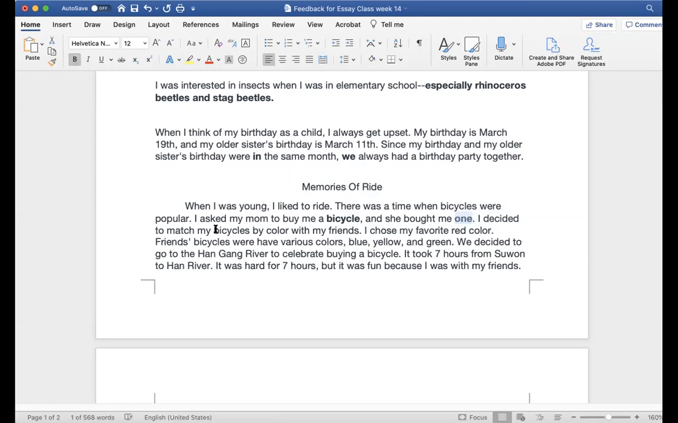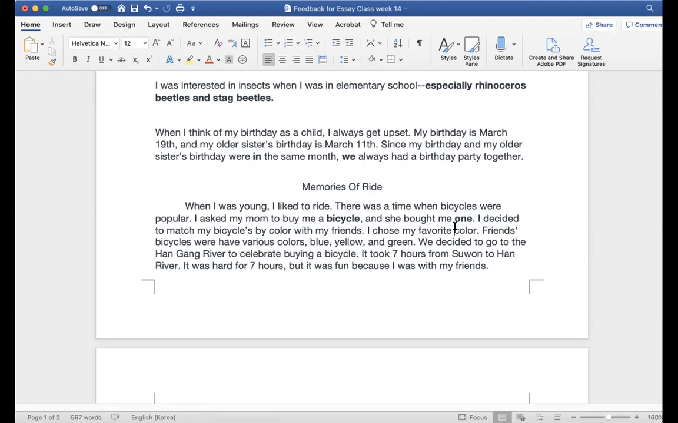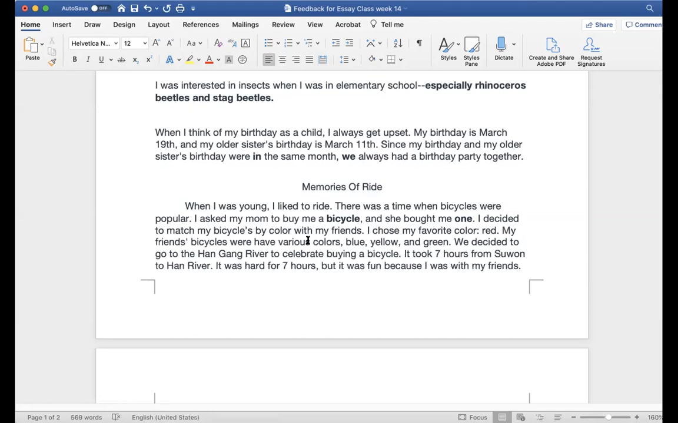I decided to match my bicycle's color with my friends'. I chose my favorite color, red. Whose friends? My friends. Here's what I would do. My friends' bicycles were blue, yellow, and green. My friends' bicycles were blue, yellow, and green.